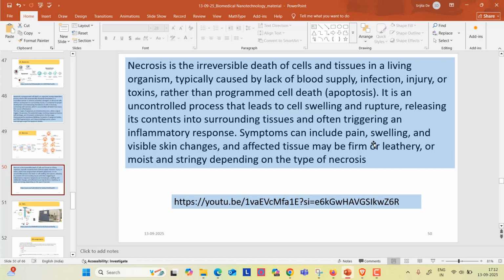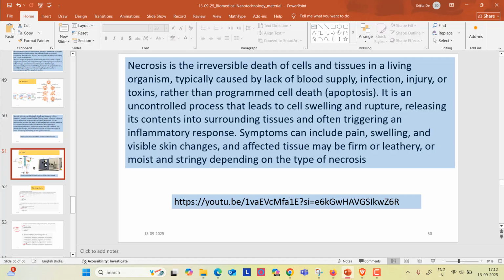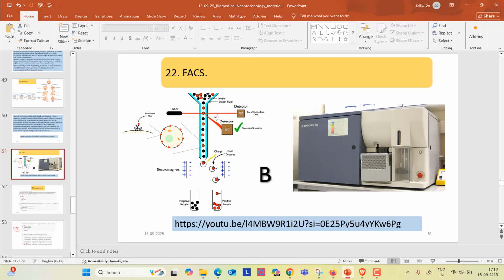And affected tissue may be firm or leathery or moist and stringy, depending on the type of necrosis. Okay, so this is the difference between apoptosis and necrosis. Last, I will talk about flow-assisted cytometry, cell cytometry.